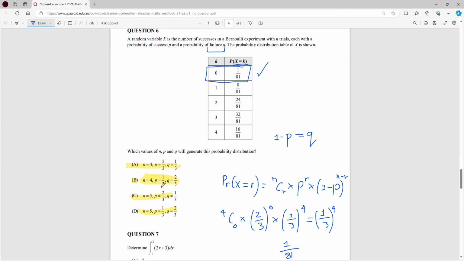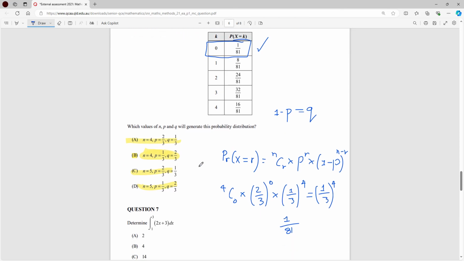Okay, now notice, it doesn't matter what I'm going to have in these spots here, whether it's a 4 or this, because I'm using that first term, these front terms will always be 1. So for the next answer, all I need to work out is, what is 2 on 3 to the power of 4? So 2 on 3 to the power of 4 will not be equal to 1 on 81. Okay, so I know that one's incorrect.